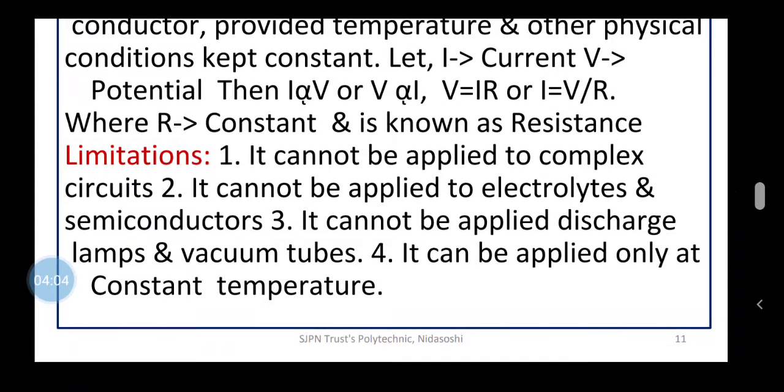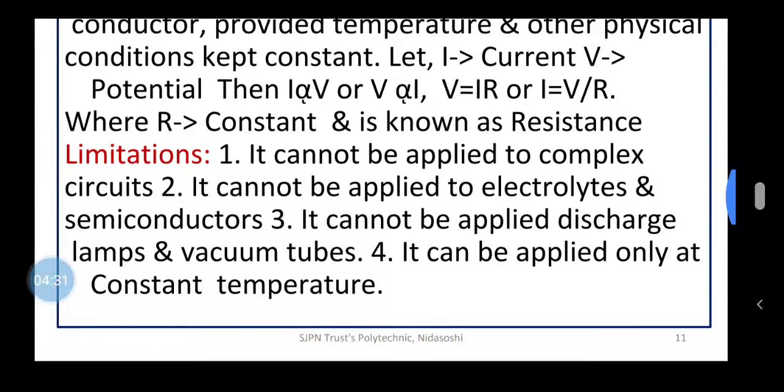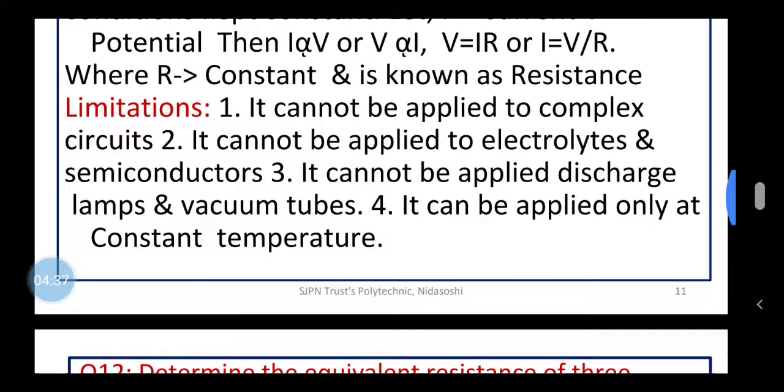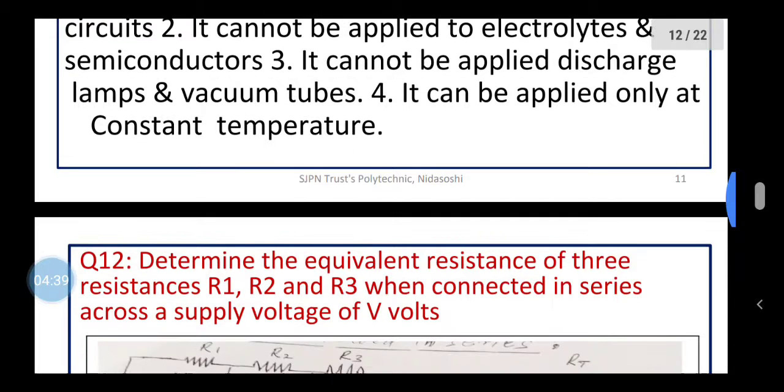Now let us come to the limitations of Ohm's law. Limitations means where Ohm's law cannot be applied. It cannot be applied to complex circuits. It cannot be applied to electrolytes and semiconductors, where the current is not directly proportional to the potential applied, and it cannot be applied to discharge lamps and vacuum tubes. The fourth limitation is that it can be applied only at constant temperature. If the temperature is varied for a given voltage, the current varies. So Ohm's law can be applied only at a constant temperature.